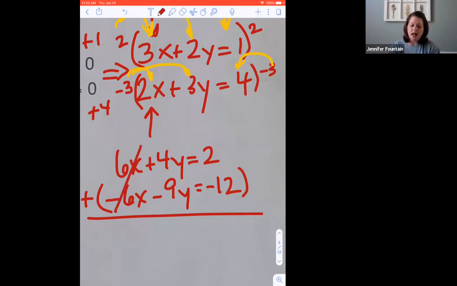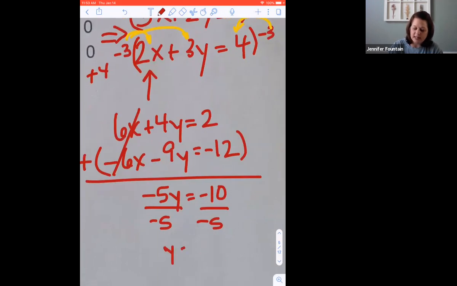And I have 4y plus a negative 9y is going to be negative 5y equals 2 plus a negative 12, which is negative 10. Divide by negative 5, divide by negative 5. Y is equal to 2.